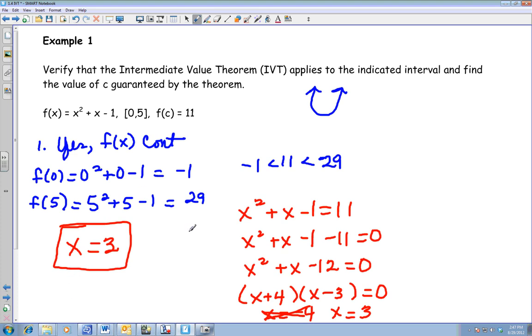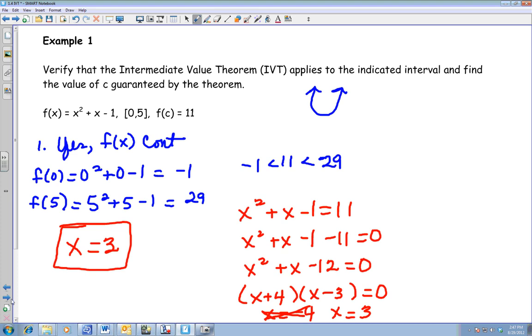Okay, so what does that mean? That means when x is 0, the height of my graph was negative 1. When x was 5, the height of my graph was 29. Okay, so that means I'm guaranteed a number, and at x equals 3, my y value is 11, which falls in between those two values.